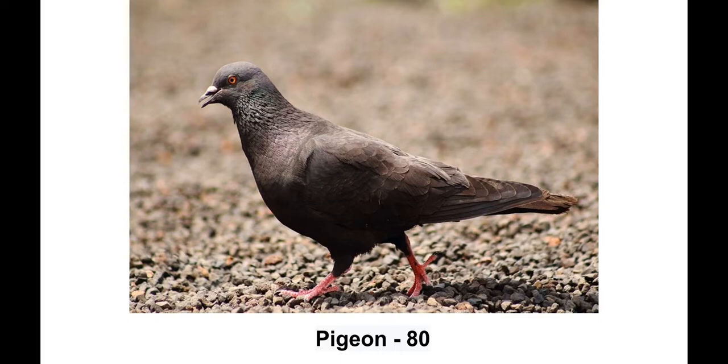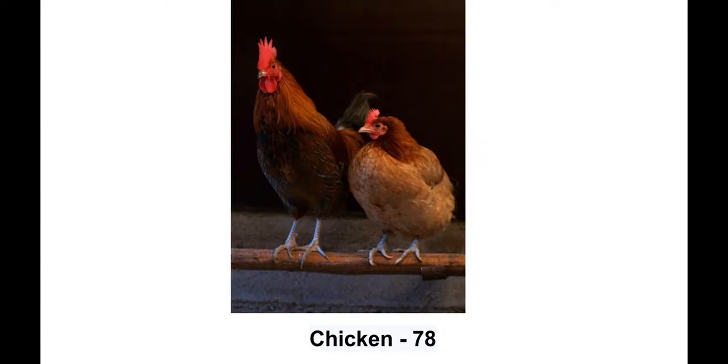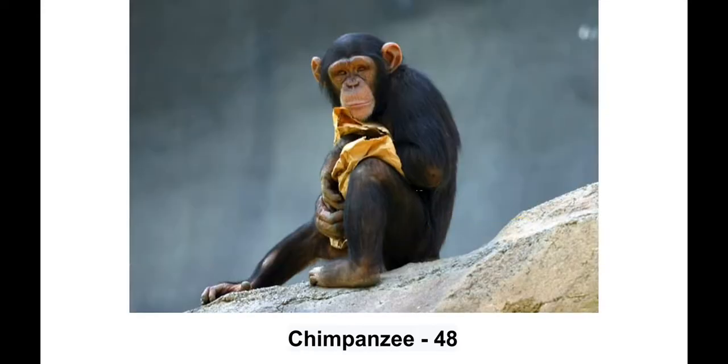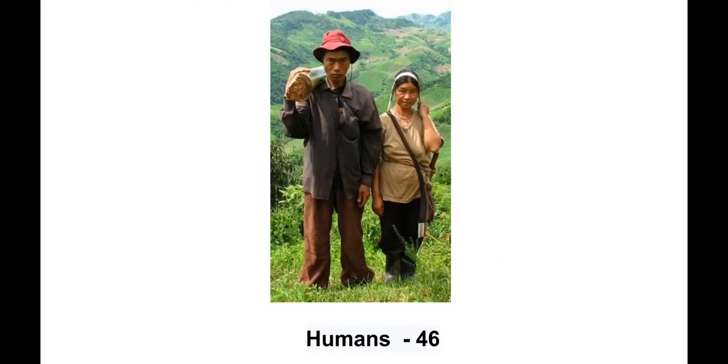So pigeons are very complicated creatures. Sugarcane has the same number of chromosomes as a pigeon. And eventually, dogs have almost the same number of chromosomes. And we are coming to the chimpanzee. Chimpanzees have 48 chromosomes, but humans have 46.